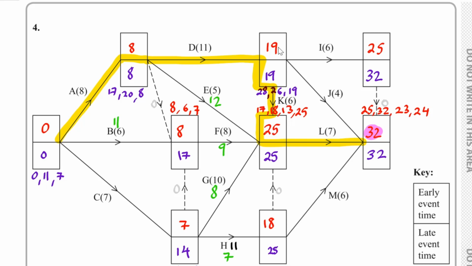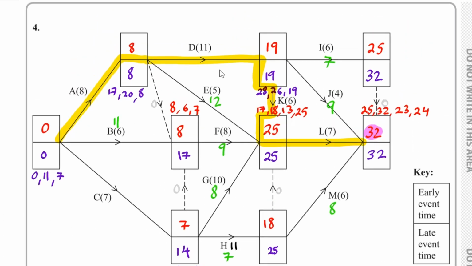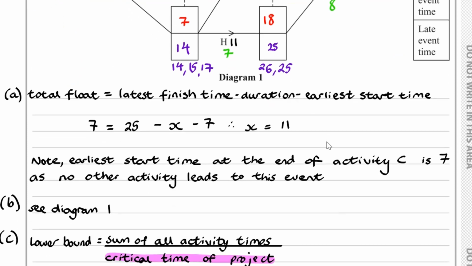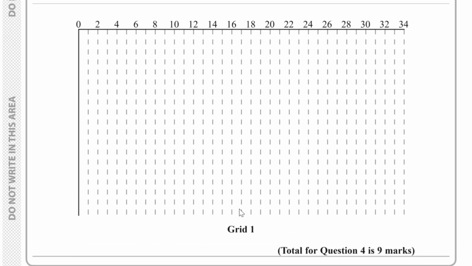Here we have 32 take away 6 take away 19, that would be 7. Here we have 32 take away 4 take away 19, which is 9. Here we've got 32 take away 6 take away 18, which is 8. And here 25 take away, sorry, we've already filled that out. That's all the floats shown in green. Obviously A, D, K and L have no float, they're critical activities. Okay, so let's now look to fill in our grid.